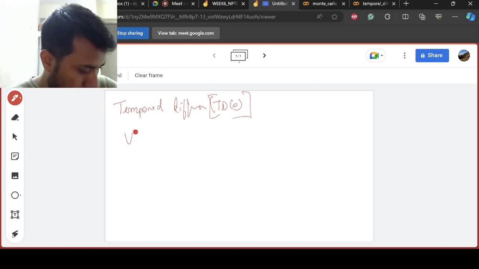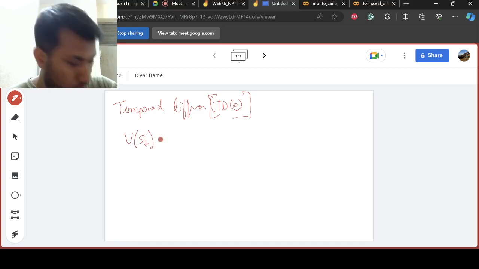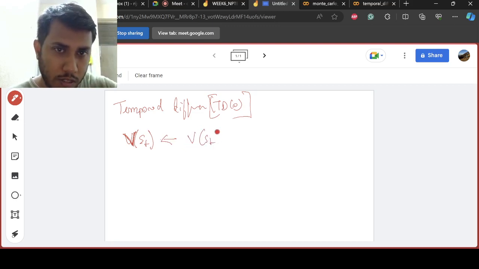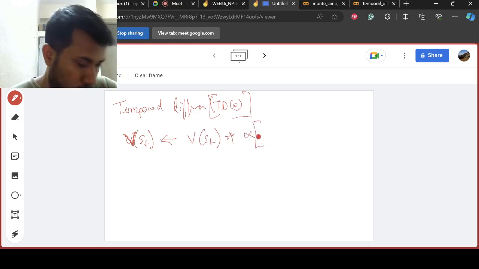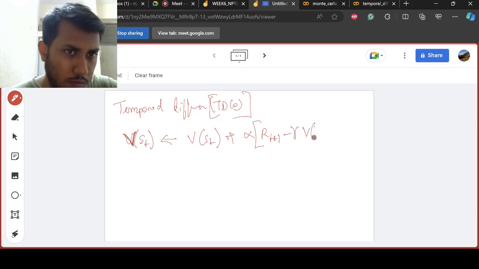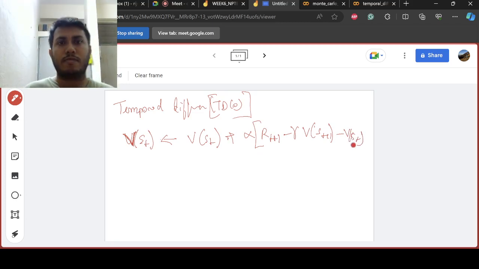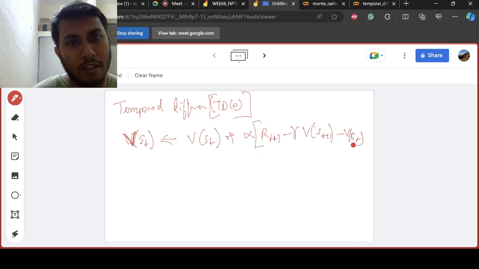V of St equals V of St plus alpha times R of t plus 1 plus gamma V of St plus 1 minus V of St. Right, this is your temporal difference algorithm.